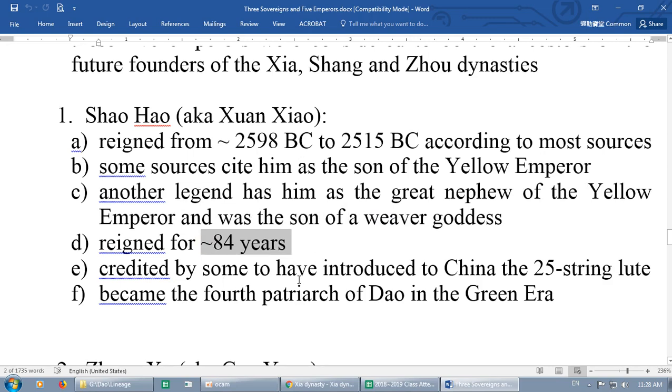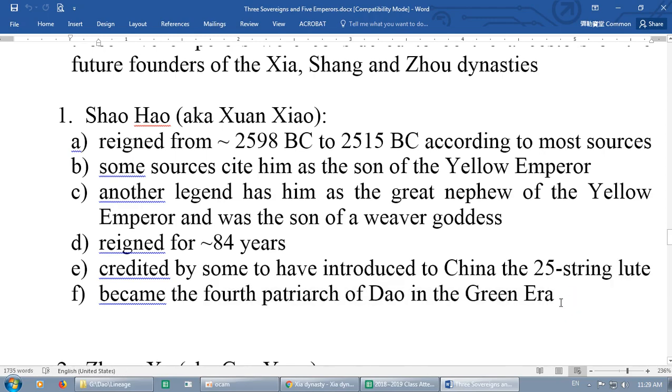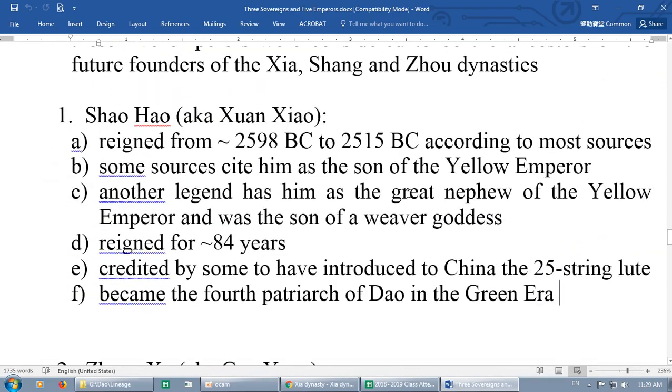He is also credited by some to have introduced to China the 25-string lute. I never heard of that. A lute is like a cello. Nah, not a cello. It's smaller than a cello. It's like a guitar, smaller than a guitar. Whatever. Yeah, 25-string. Anyway, he also became the 4th patriarch. We don't know how he got it. There are a lot of unknowns. We don't know if he got it from the Yellow Emperor. He might, if he was a descendant or whatever. So we don't know. He became the 4th patriarch nevertheless, in the Green era.